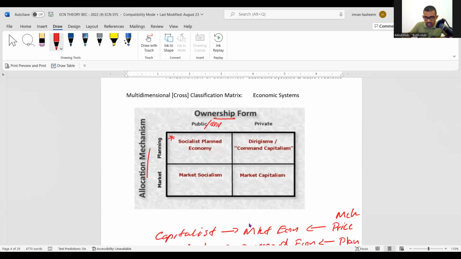Then come to this corner. Private sector resource ownership with the market mechanism. This is again very common. Market capitalism, capitalist countries using the market system, no problem. That's perfectly okay.